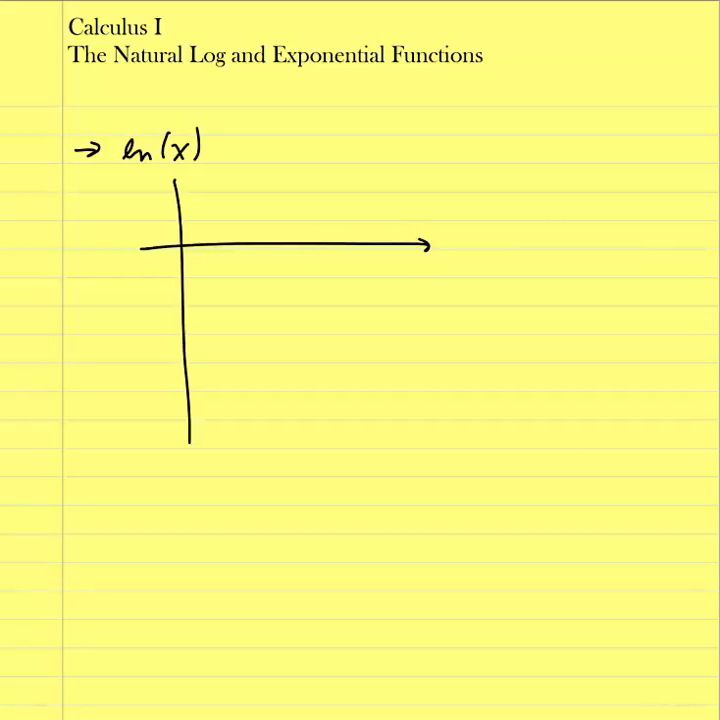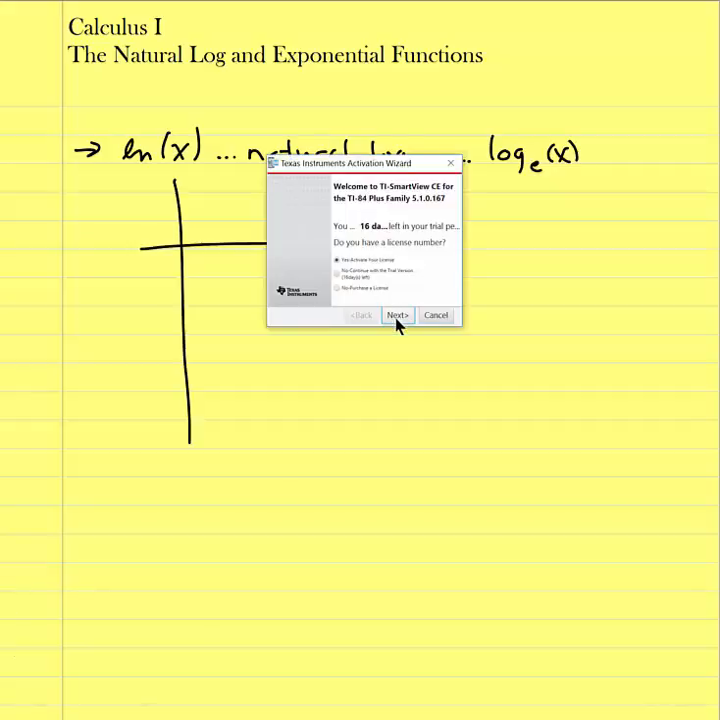So on your calculators you'd use ln. ln stands for natural log. So this is the natural log. And the reason it's called the natural log is it has a log base e, which is e the natural number. So this is log base e of x. So e is a natural number, so that's why this is called the natural log. Okay, let's go ahead and pop this into our calculator.